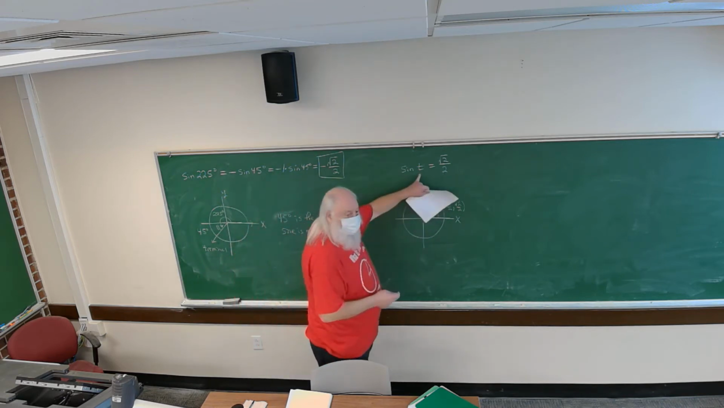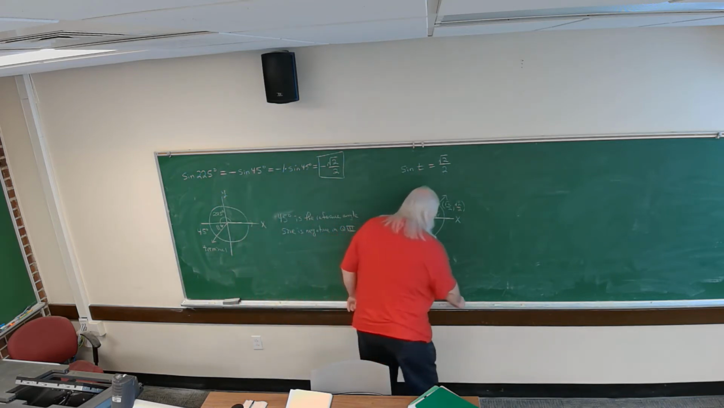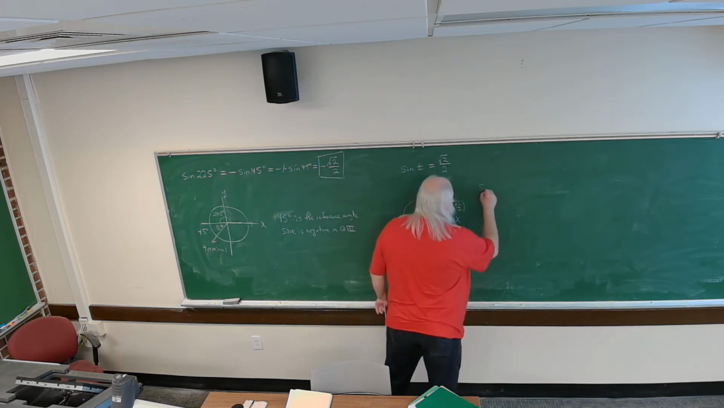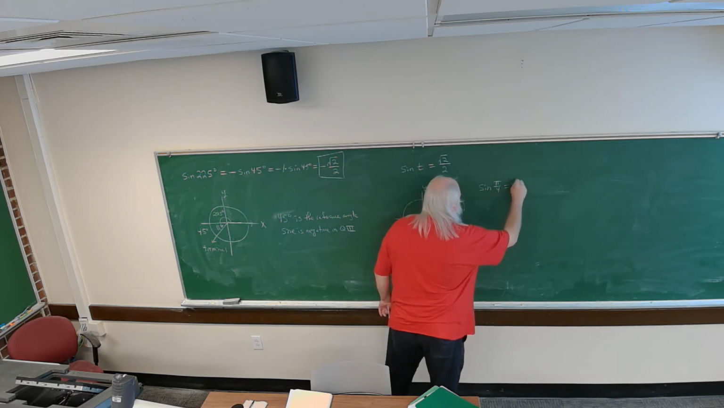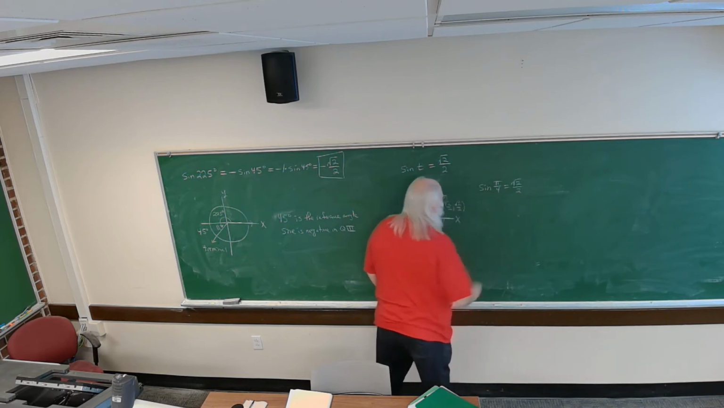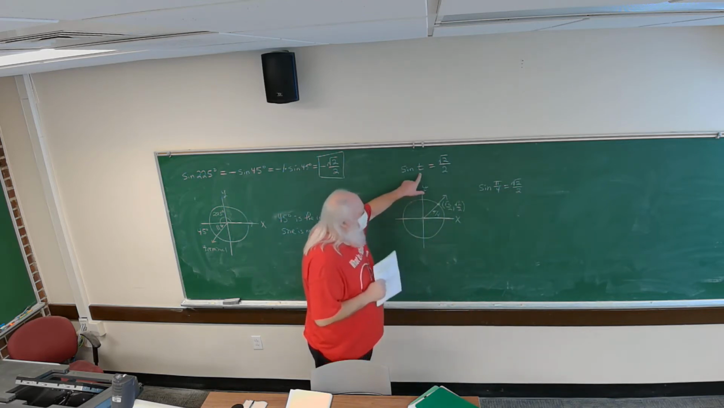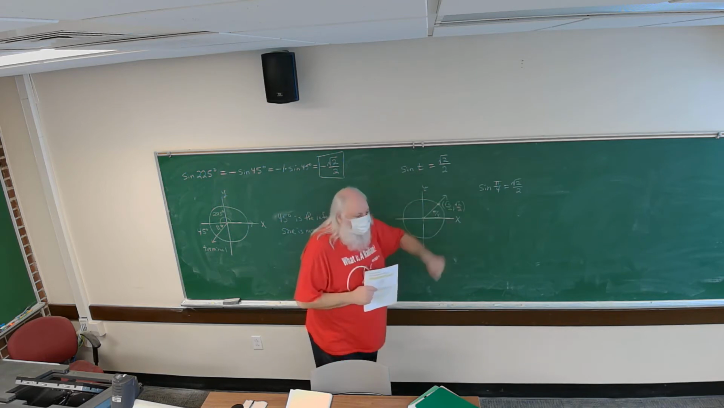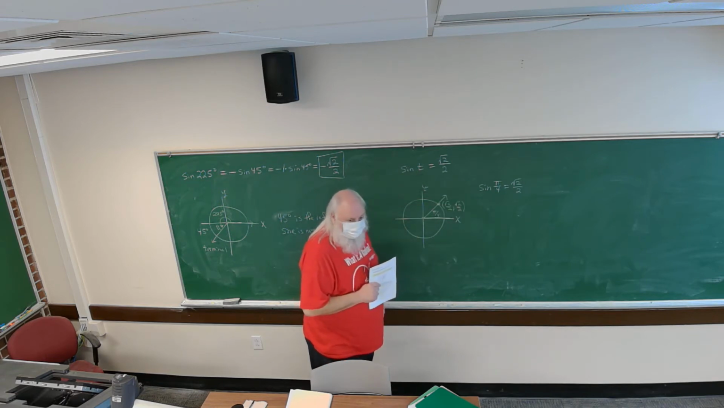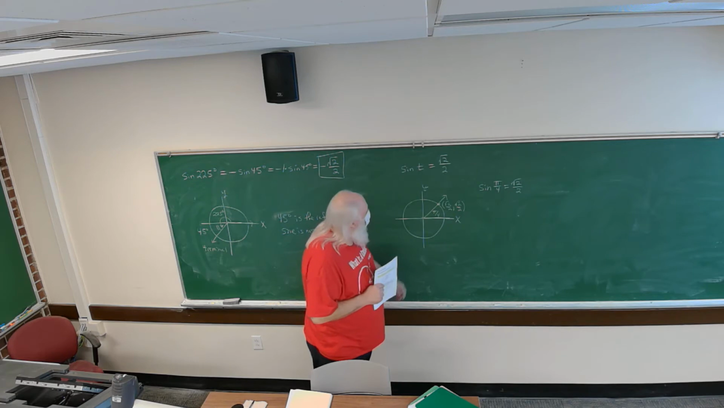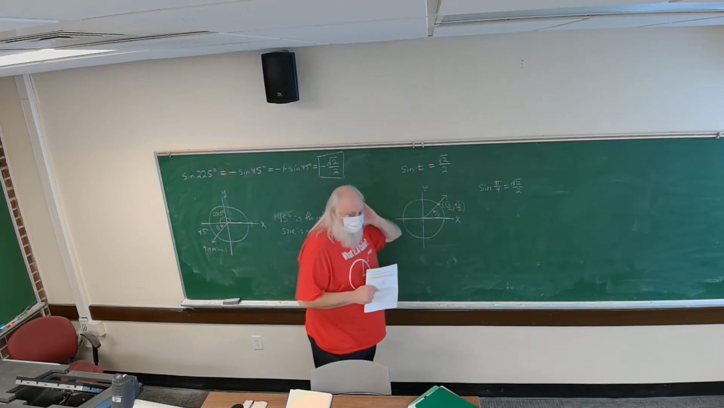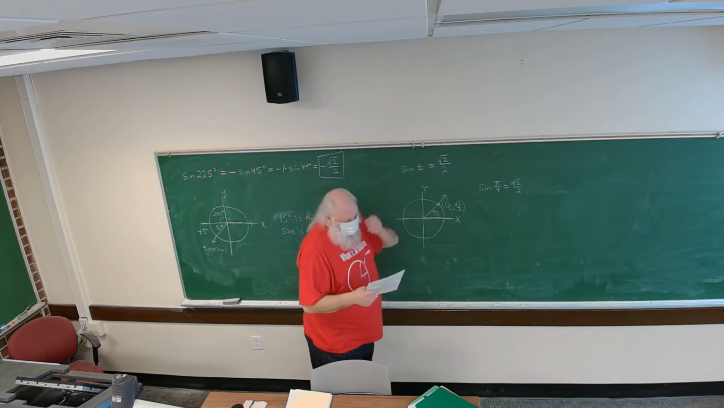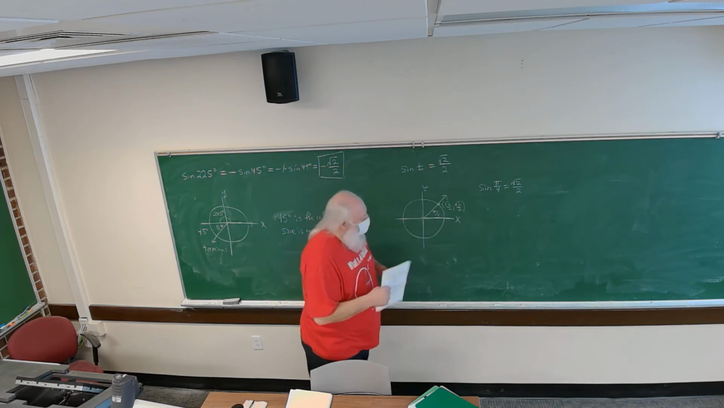So one solution to this equation, right? We know that the sine of pi over 4 is equal to square root of 2 over 2. So one solution to this equation is t equals pi over 4. Okay? That's one angle between 0 and 2 pi that the sine of that angle is equal to square root of 2 over 2. Now the question is, what is the other angle?